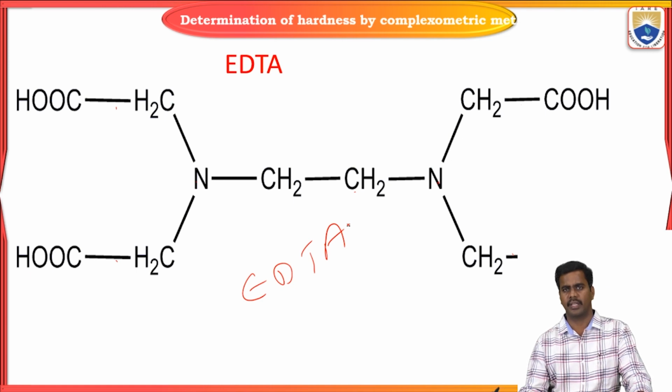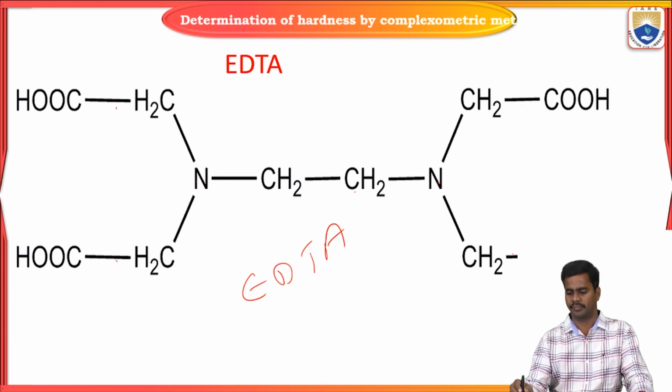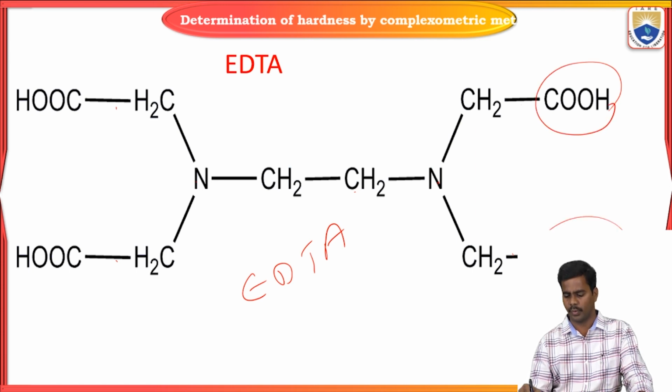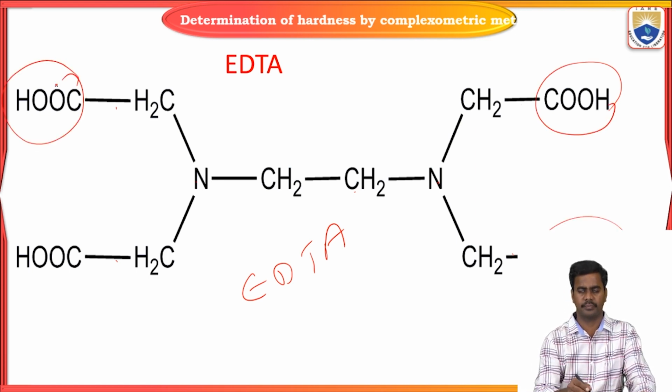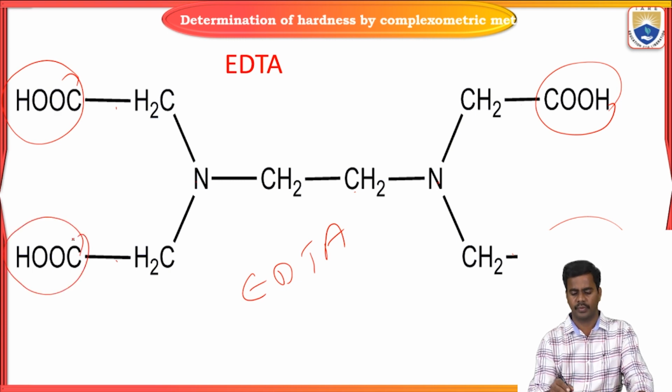So let us calculate the donor centers. How many donor centers are present in the EDTA structure? If you find the donor centers, then you can understand the denticity. What is denticity? Denticity tells about the number of donor centers present in a structure. Let us calculate the donor centers. How many donor centers? 1, 2, 3, 4, 5, 6.